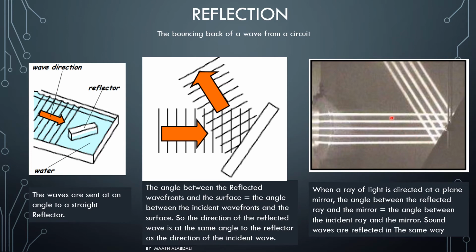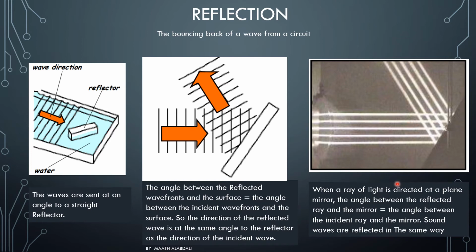So in here, the angle of incidence equals the angle of reflection. We usually draw a normal, which is perpendicular to the surface. The angle of incidence is the angle between the normal and the incident ray. And the angle of reflection is the angle between the normal and the reflected ray. Usually they are equal to each other, and if they are equal, then this is reflection.